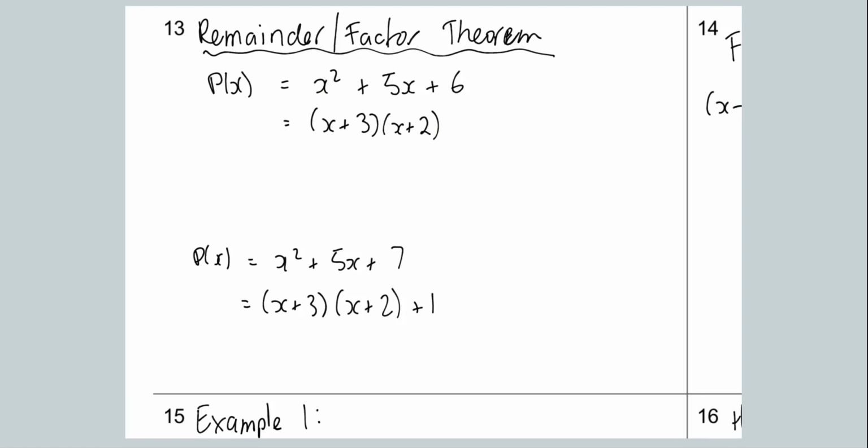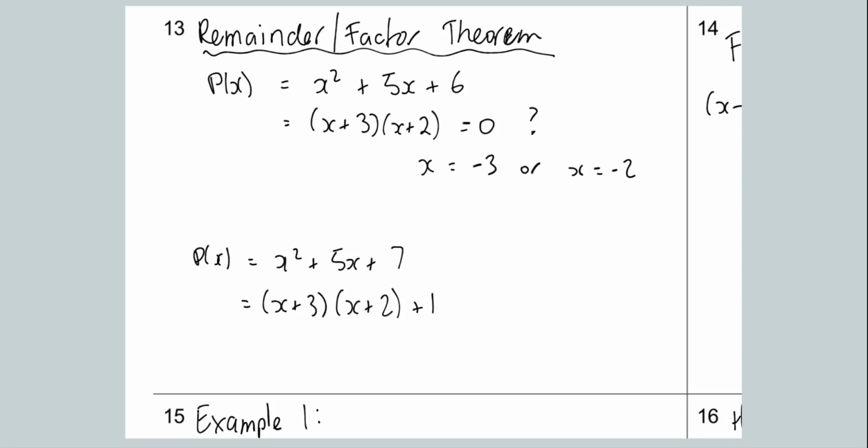What happens if I set that polynomial equal to 0? Then the solution will be x equals negative 3 or x equals negative 2. This is because this polynomial can be factorized exactly into these two factors, and then the null factor law takes care of coming up with two exact solutions.